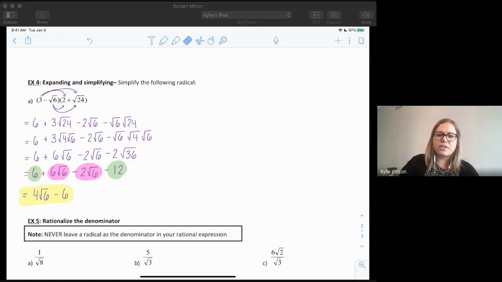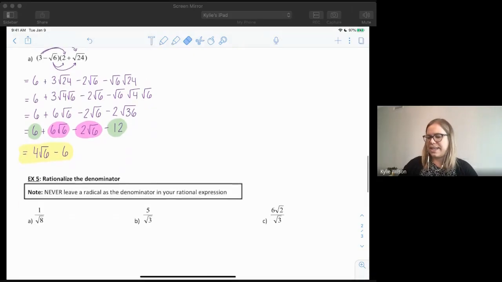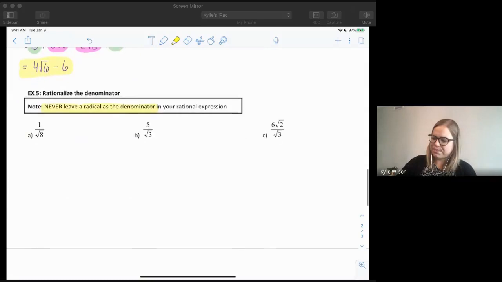Okay, so our last rule with these is rationalize the denominator. That sounds like a really big word, but it's actually not that intense. Our last rule with our radicals is we cannot have a radical in the denominator ever. That is really bad form and you're not allowed to do that. So we're going to get rid of it. And here's your process for how to do that.